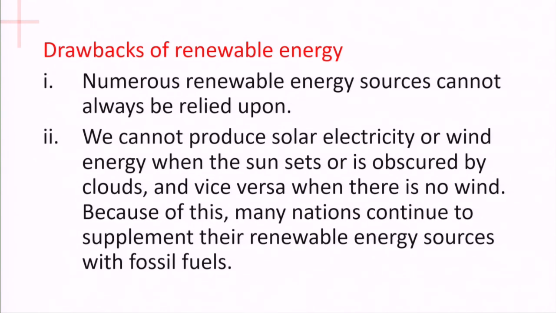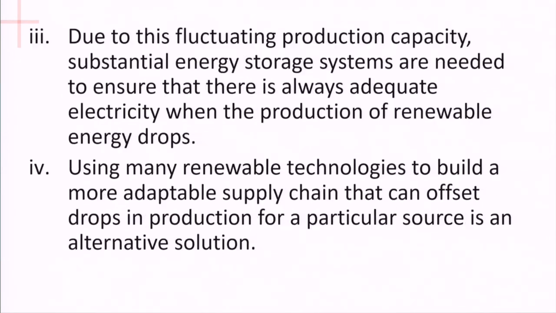However, there are drawbacks in using renewable energy. It cannot be relied on. So, reliability is a very important factor which is detrimental in the use of renewable energy, and researchers have to ensure that they improve the reliability of renewable energy sources. We cannot produce solar electricity or wind energy when the sun sets. So, during those times, what is the energy that we are going to replace with? What is the type of energy storage devices that we are going to bring in that will capture the energy that was collected during the day and give it out during the night when the sun is not there? So, the third drawback is the fluctuating production capacity.